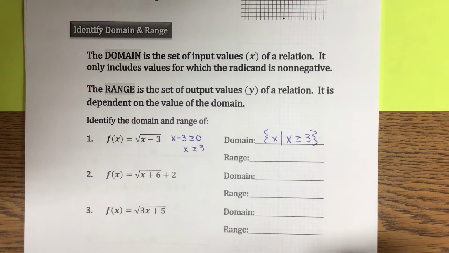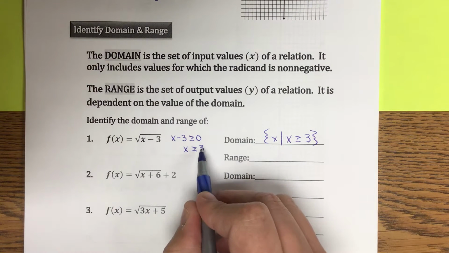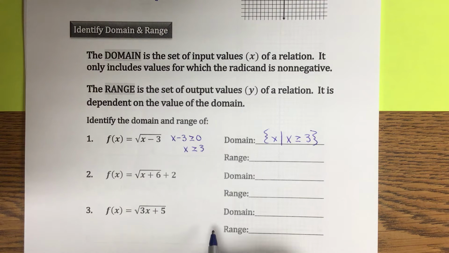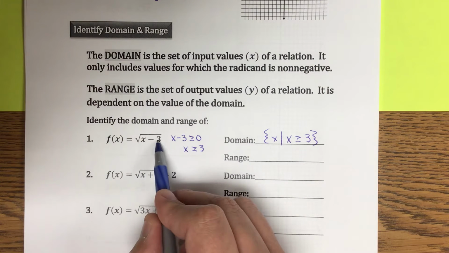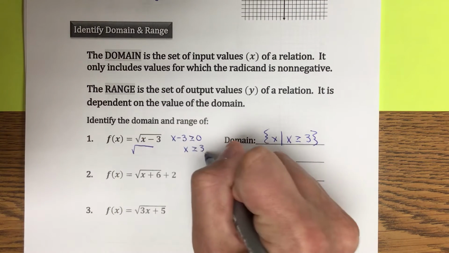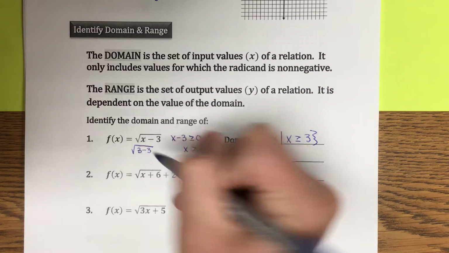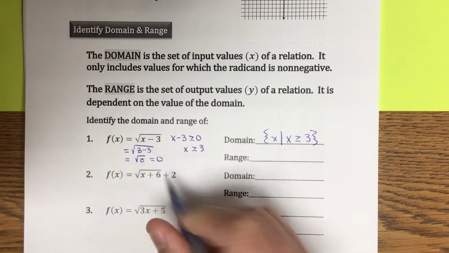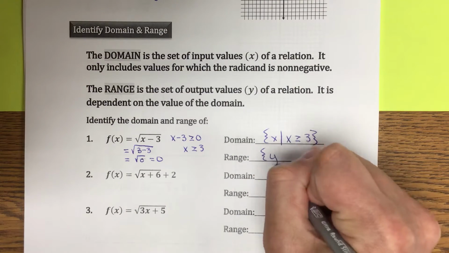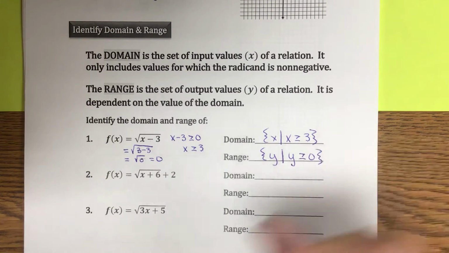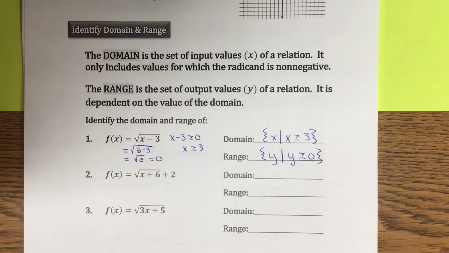Okay, so the way that the range is going to work is you're going to take this 3 that you just found and plug it back in. So that would be 3 minus 3, which is 0. Let me write this down. So you're going to take this 3, plug it back in. 3 minus 3 is 0. And the square root of 0 is 0. And that 0 is going to represent the y value for the range. So I'm going to say y is greater than or equal to 0. This will make a little bit more sense after we do the next example.